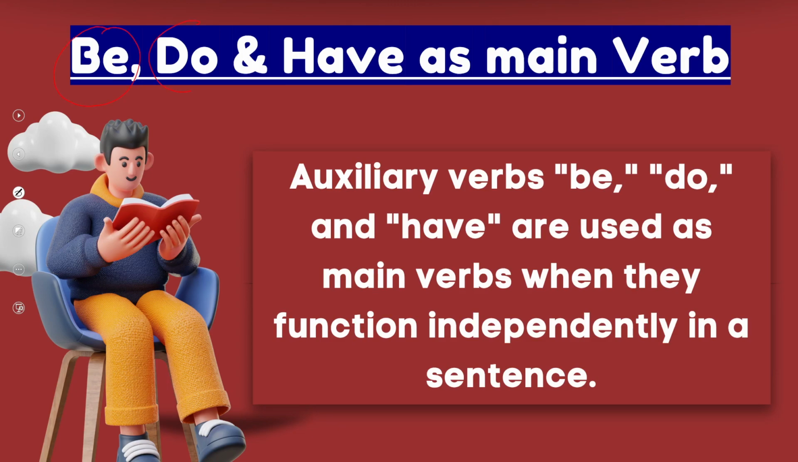Be, do, and have. These three can be used as main verbs. Yes, they are our auxiliary verbs, but they will be used as main verbs when they function independently in a sentence.